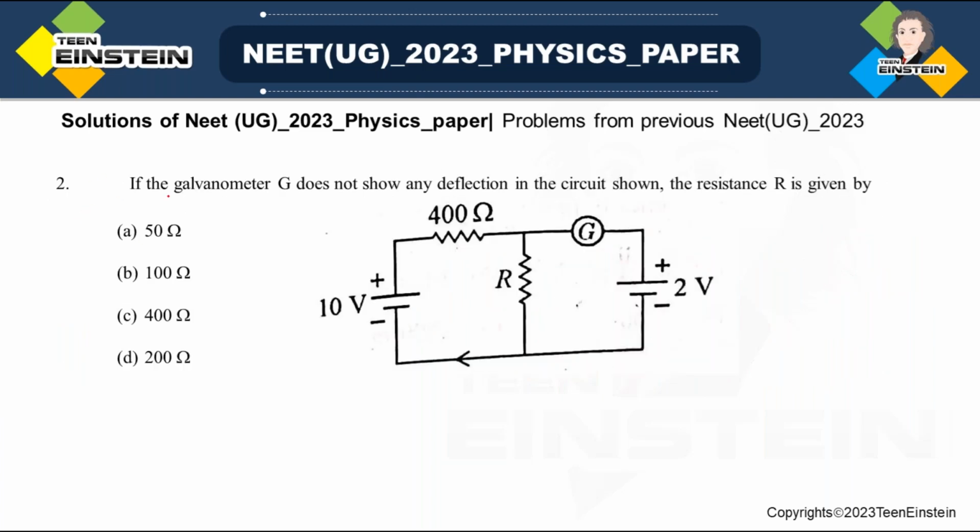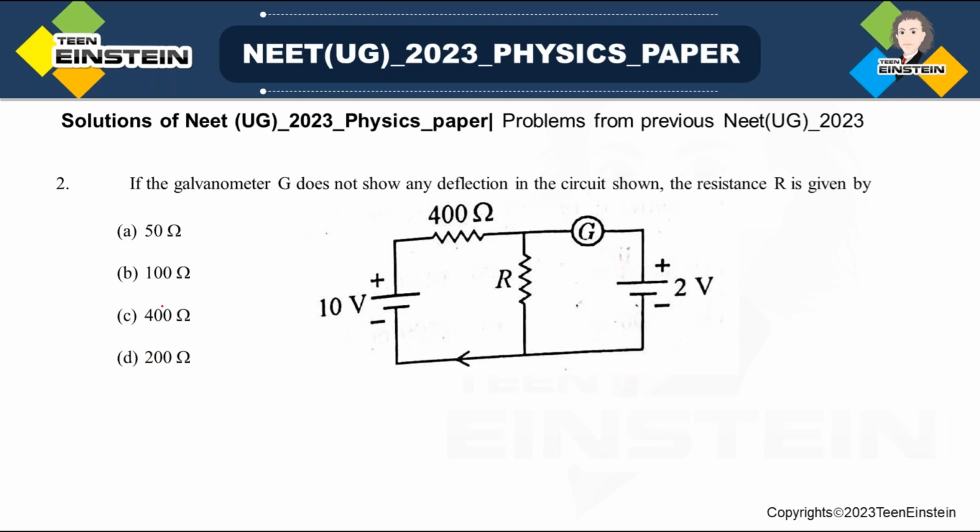Now we'll move on to another question. If the galvanometer G does not show any deflection in the circuit shown, the resistance R is given by 50 ohm, 100 ohm, 400 ohm, 200 ohm. So you have to answer the question.